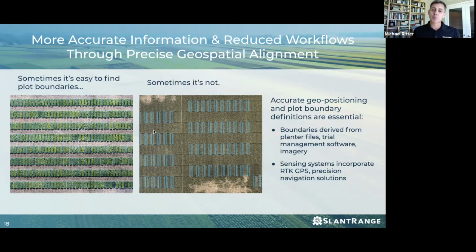And as far as that problem goes, what we use in our sensor systems is a very accurate positioning and navigation system. So we have an RTK-based GPS system on board, combined with a unique navigation solution, so we can accurately place the images onto those plot boundaries and make sure we're assigning the right results to the right plots.